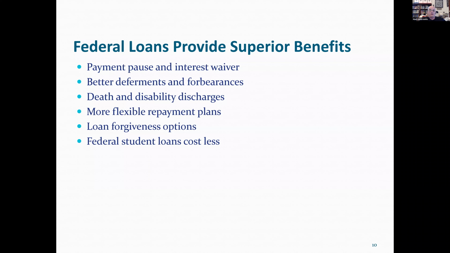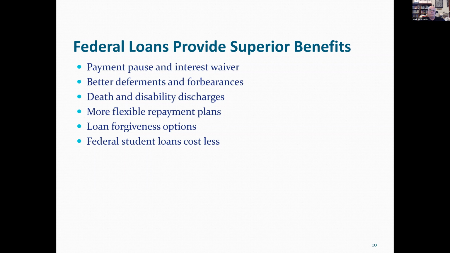And then there is loan forgiveness for federal loans. There isn't loan forgiveness for private loans. In particular, there's public service loan forgiveness, teacher loan forgiveness, forgiveness for volunteering, for military service, doctors and nurses in national need areas, veterinarians in national need areas, and lawyers who are involved in public interest law, like public defenders and prosecutors. There are some loan forgiveness options for them for federal loans, but not for private student loans. And also, in general, the federal student loans are less expensive than the private student loans.